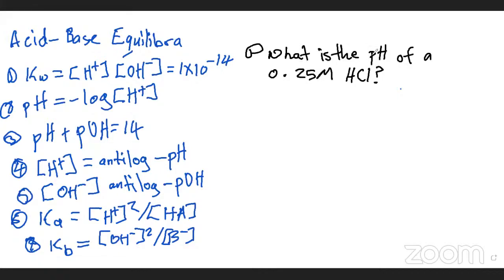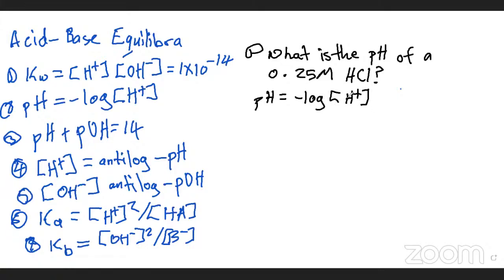All right, so continuing, what is the pH of a 0.25 moles per dm cube hydrochloric acid solution? The three strong acids that we use at this level are hydrochloric acid, sulfuric acid, and nitric acid. Once you see hydrochloric acid, nitric acid, or sulfuric acid, you can just go ahead and say pH is equal to negative log the concentration of the hydrogen ion.